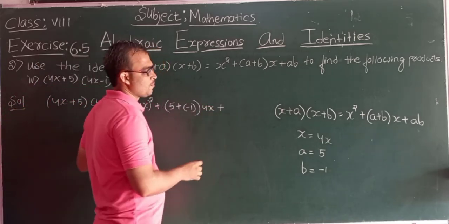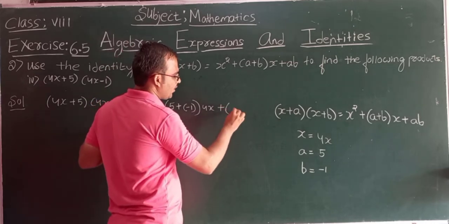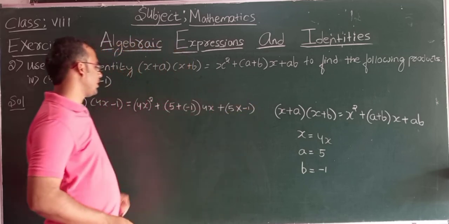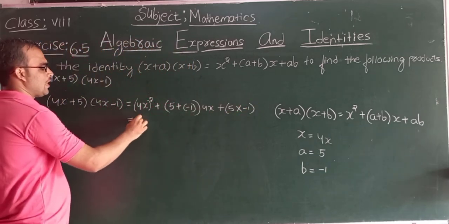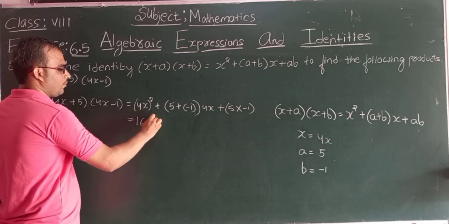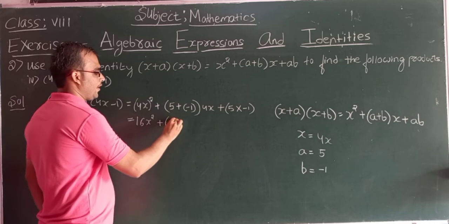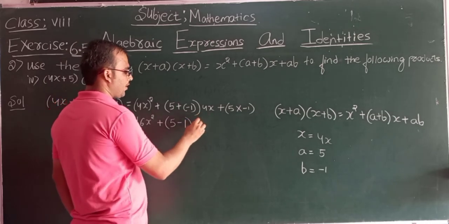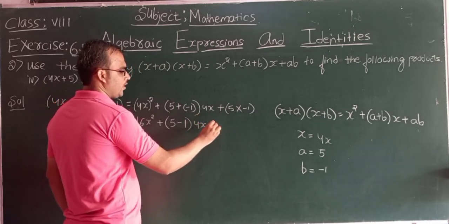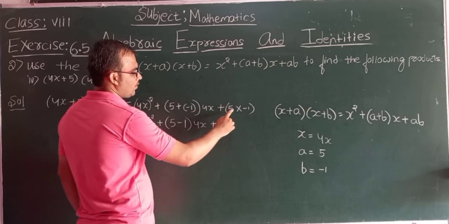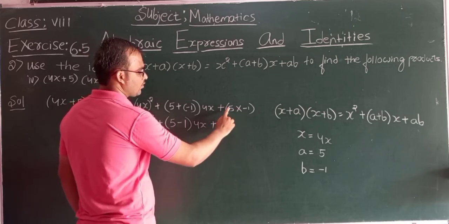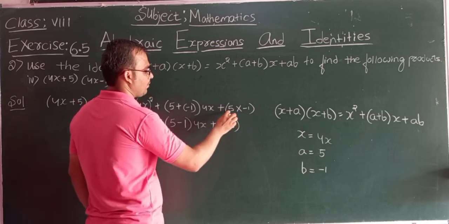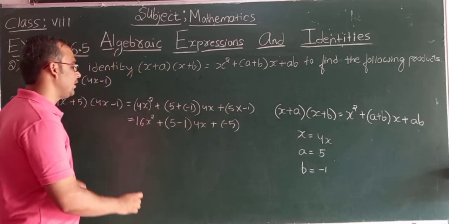Okay, now plus a into b. So here a into b is what? A is 5 and b is minus 1. Now 4 4s are 16x square, plus 5 plus into minus will be minus 1. Now write here 4x, so write plus. Next, plus into minus. So here plus is there, no? So plus into minus will be minus 5 ones are 5.